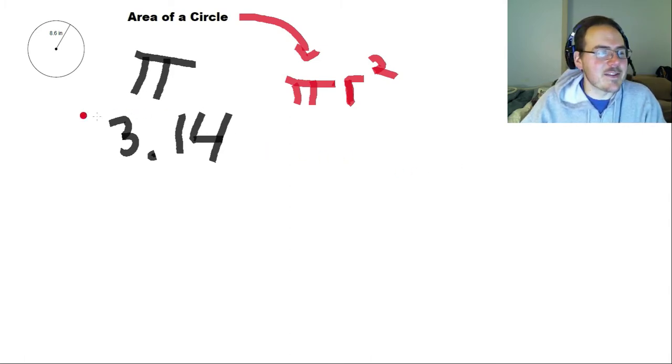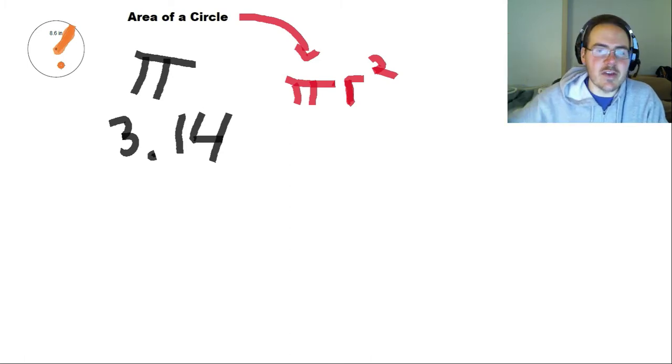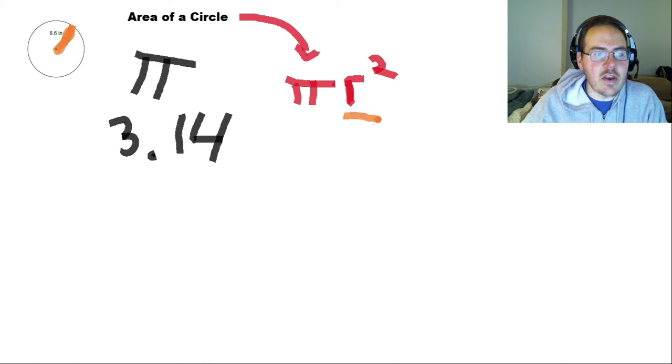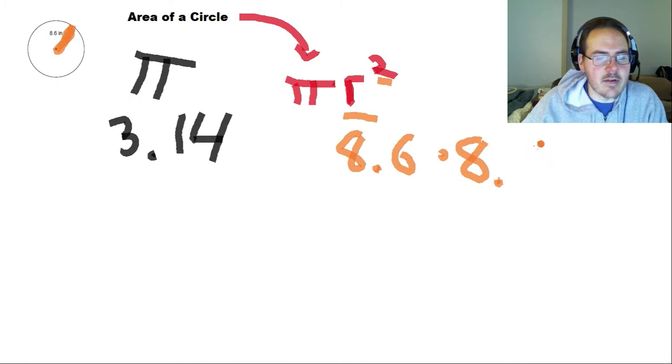So let's look at this example. Right here, I'll highlight this with orange. This distance right here, that's a radius. The radius is the distance from the center of a circle to the outer edge. So we know the radius of our circle is 8.6 inches. Now it's r squared, so I need to multiply that again. And we take all of that and just multiply it times pi, which is 3.14.